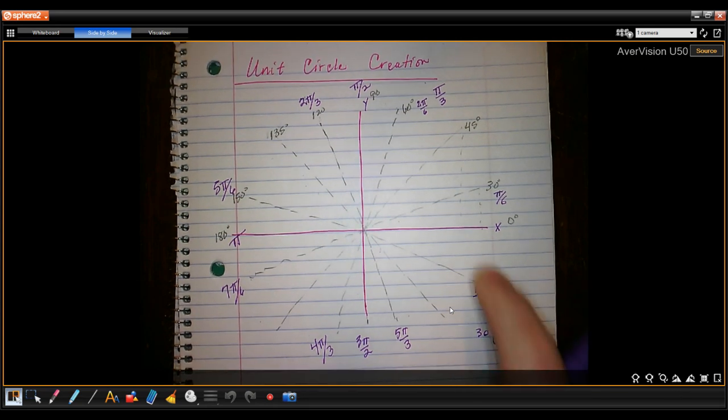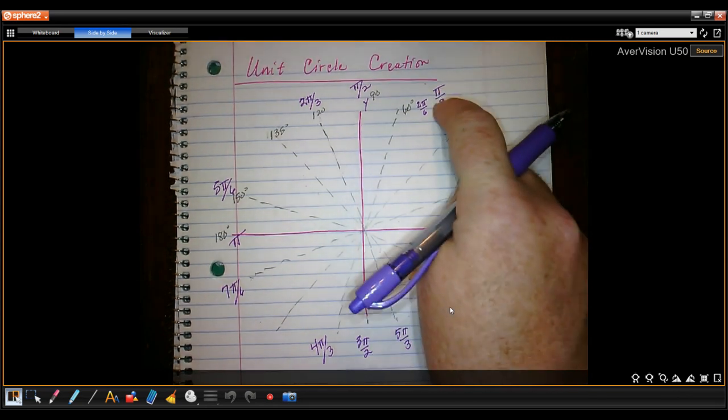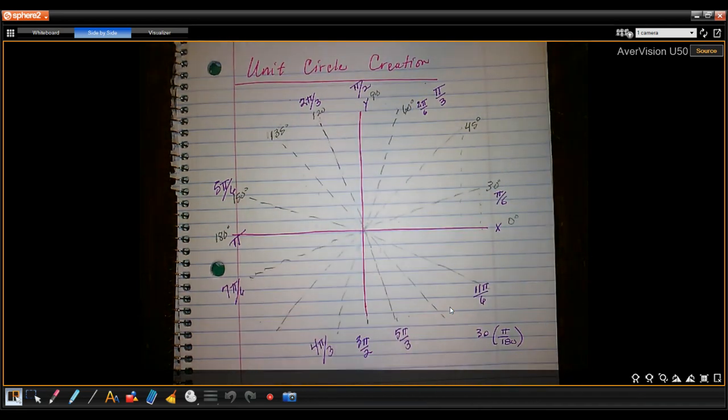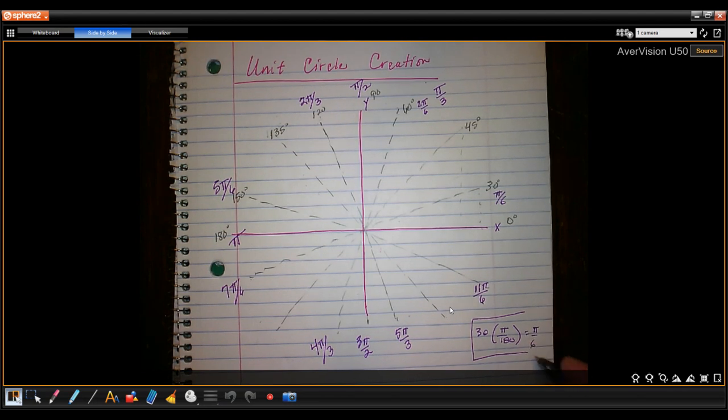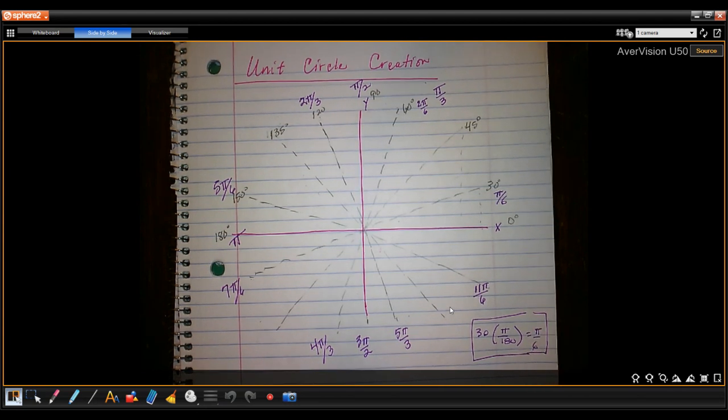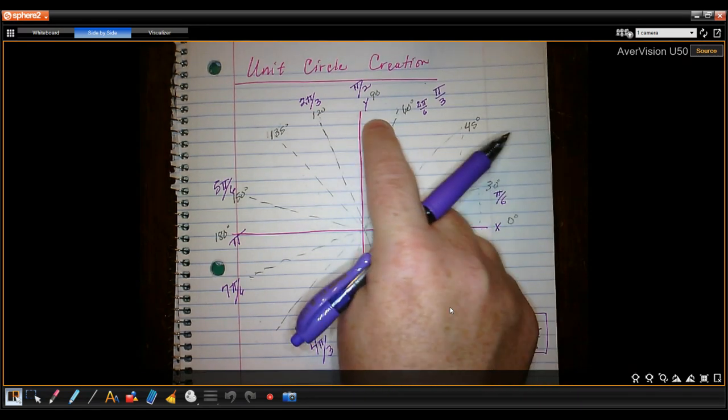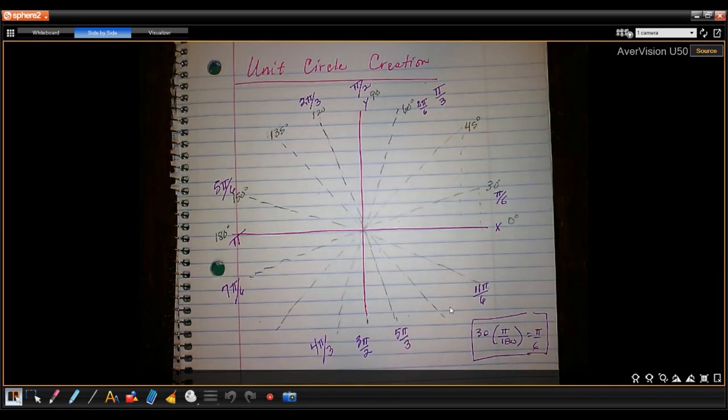So what I do is I count by pi over 6, like 1 pi over 6, 2 pi over 6, 3 pi over 6, and it's every increment of 30, because we've already learned that 30 is the same thing as pi over 6. And so you're increasing the unit circle by 30 degrees, 30 degrees plus 30 degrees plus 30 degrees. So it increases by pi over 6 as well. Okay, so there is your increments of 30.